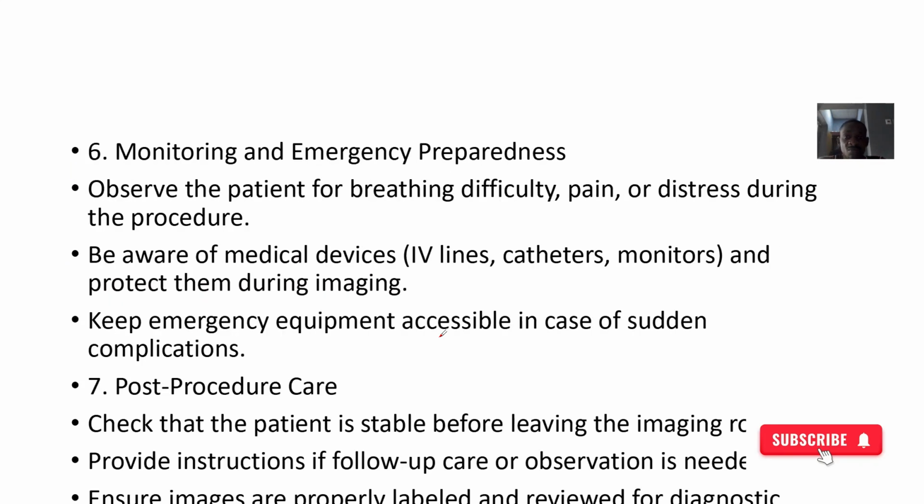So monitoring and emergency preparedness, the radiographer has to have good knowledge of handling emergency situations, because you could bring a patient and it's not for imaging, but you have some emergency issues coming up, you must also handle that. So post-procedure care is you have to ensure that the patient is stable before leaving the room. You have to provide clear instructions if there's need for any instructions to be given to the patient.